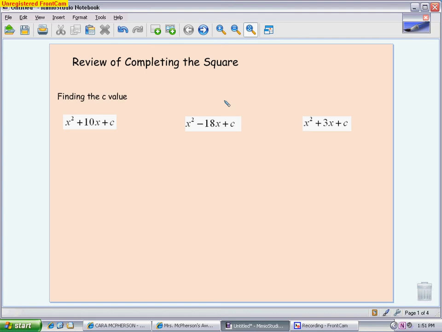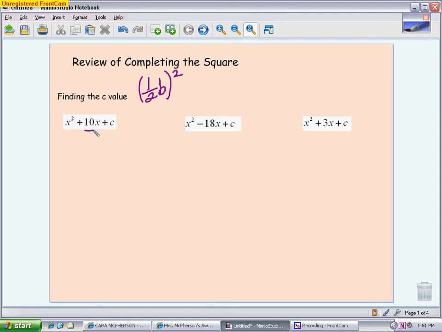If you think about the standard form of a quadratic, we have our A value, our B value, and our C value. We want to find the C value that makes it a perfect square binomial. And the process we would have talked about in class, in order to find the C value, we need to take half of the B value, which is the value in front of x, and square that number. So when I look at the first one here, my B value is 10.